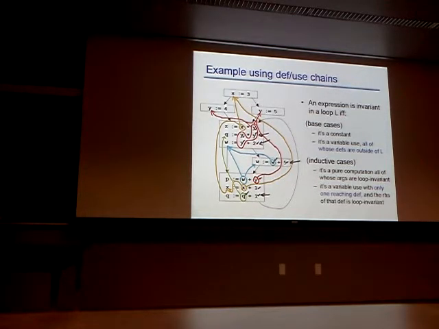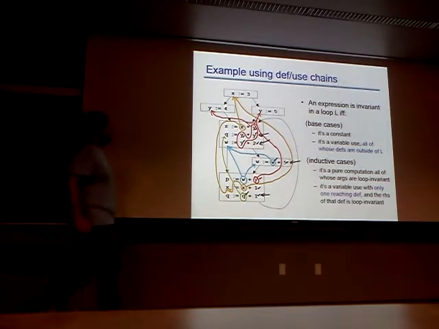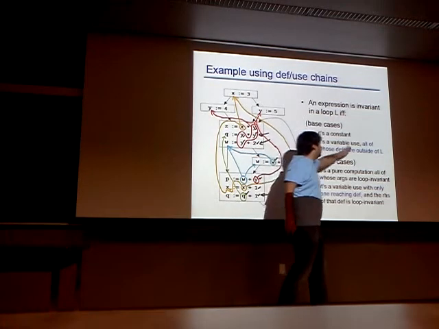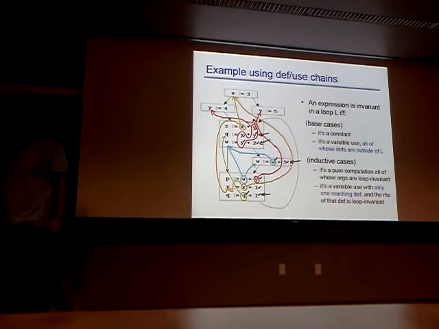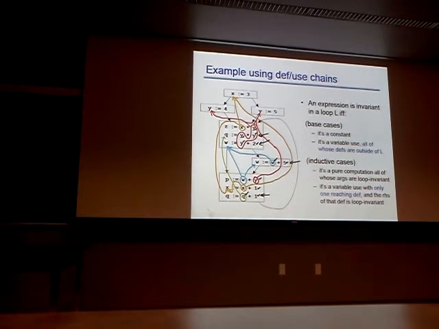So basically it's like here, it's not all of whose defs are outside. There's only one single def for that thing. So basically now you don't have multiple things to check. There's just one thing to check.